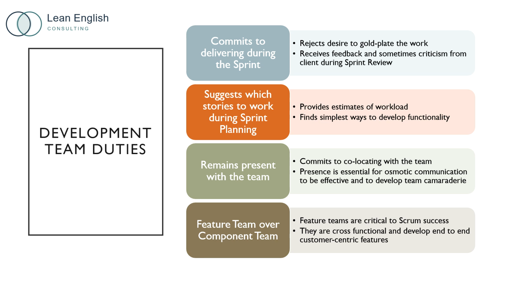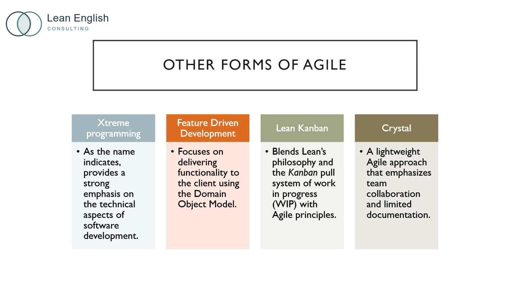Feature teams are critical to Scrum success because they don't just focus on how one component works. They focus on how the component they are developing functions inside the whole system. We have talked enough about Scrum. Now let's find out a little about other types of Agile.